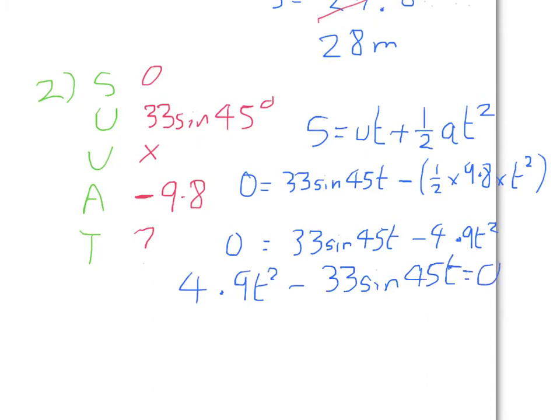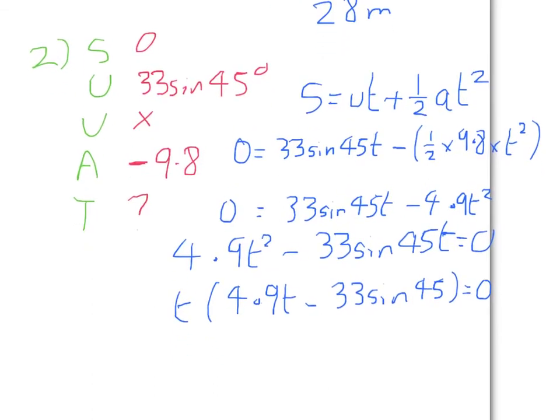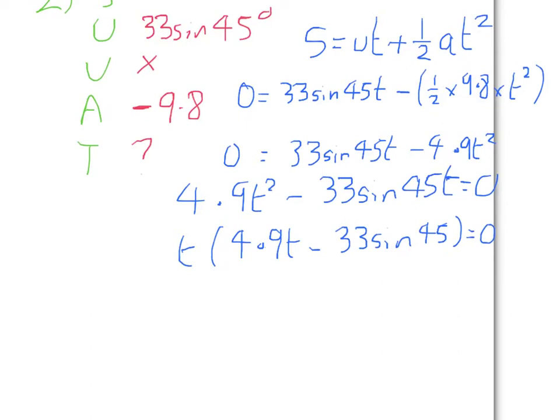Now you may notice in our two terms here we have a t, so we can take a common factor of t out. So 4.9 t, it's just going to be t now, not t squared, and minus 33 sine of 45 equals 0. Now remember, the only way that you can get 0 when multiplying two numbers together, because that's what we've got here, is when either this is equal to 0 or this part here is equal to 0. So either the time is going to be equal to 0, or the time is equal to, setting this section here equal to 0.